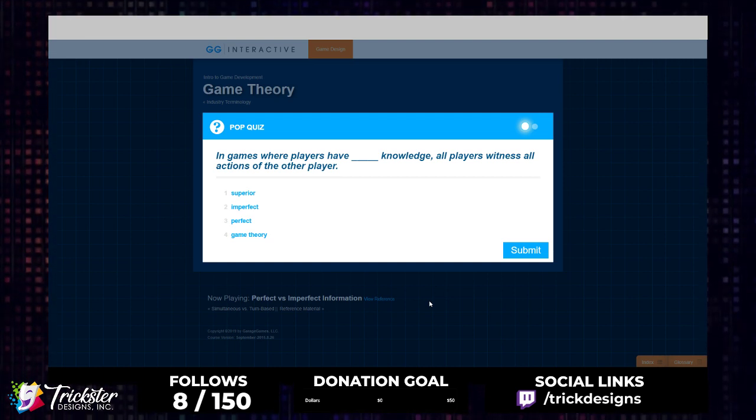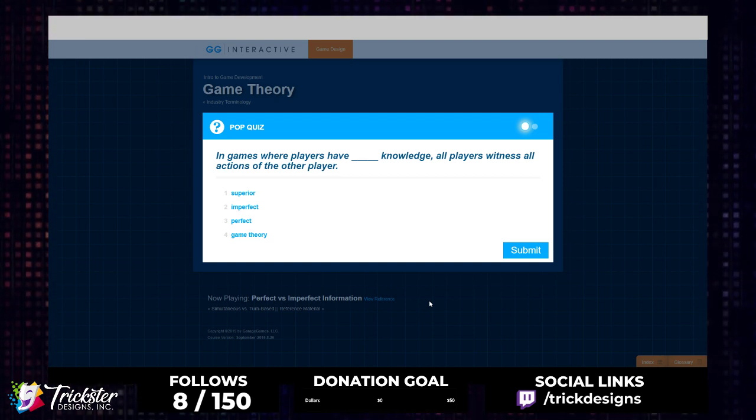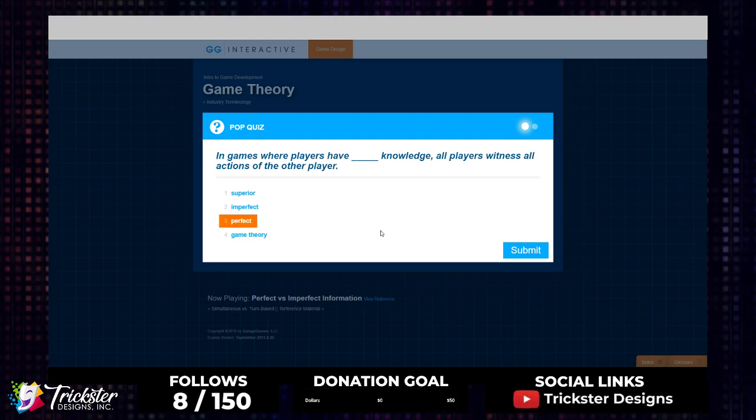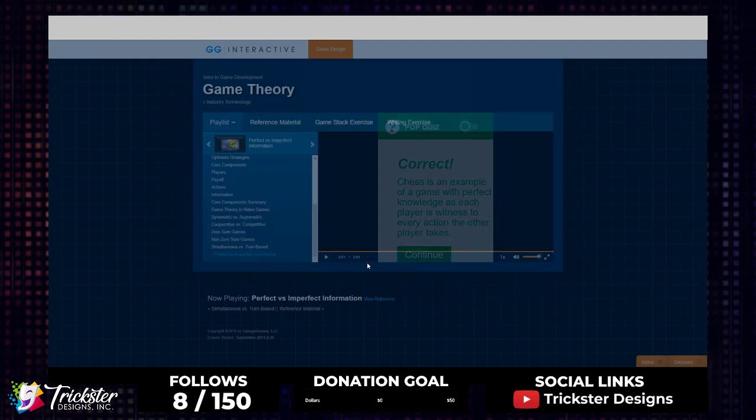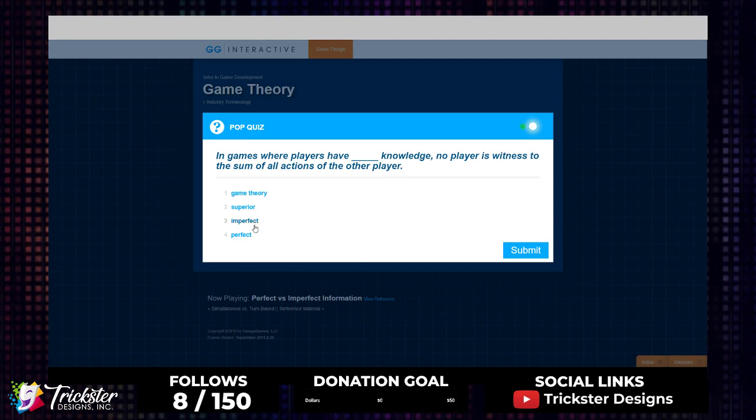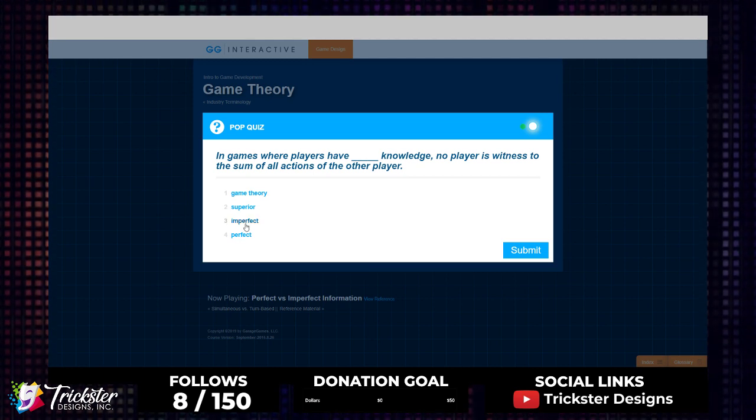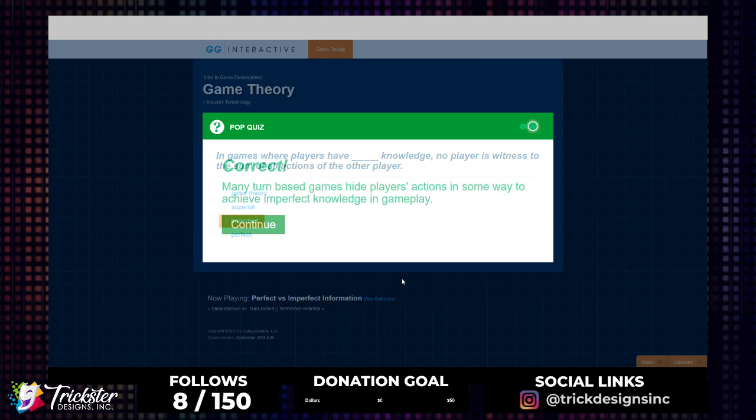In games where players have perfect knowledge, all players witness all actions of the other player. In games where players have imperfect knowledge, no player is witness to the sum of all the actions of the other players.